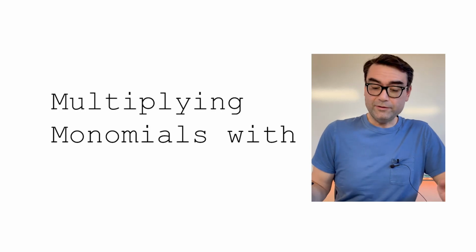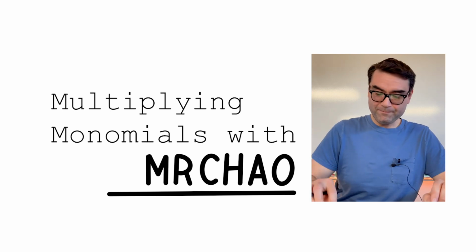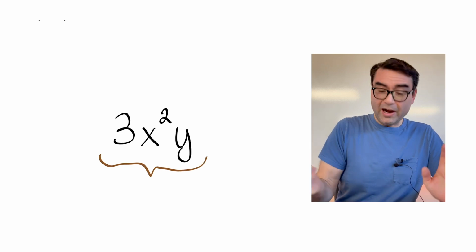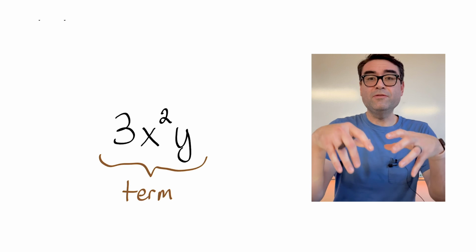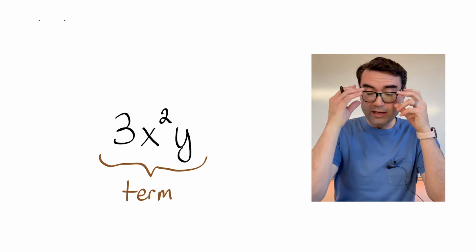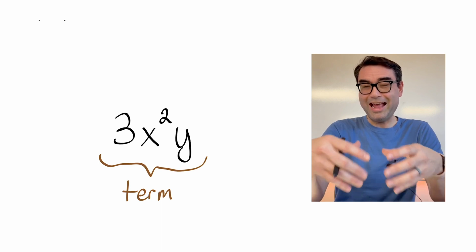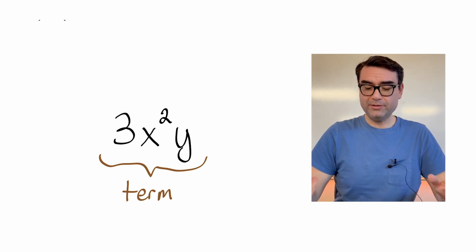Today, I want to go over multiplying monomials. So a monomial is a single term. So let me highlight that. This is a term. And the way that you know you're dealing with a single term is that it's not adding or subtracting other terms. So if you notice, there are no other plus or minus symbols around.